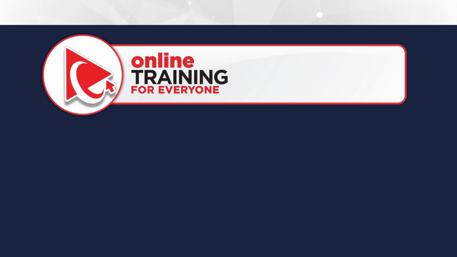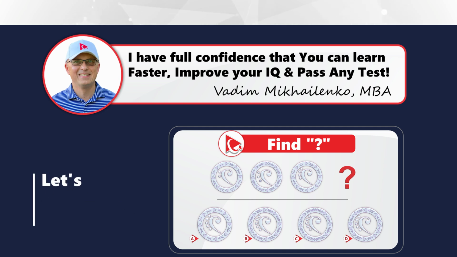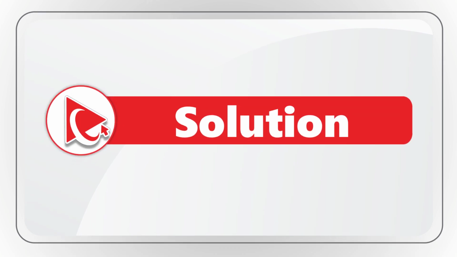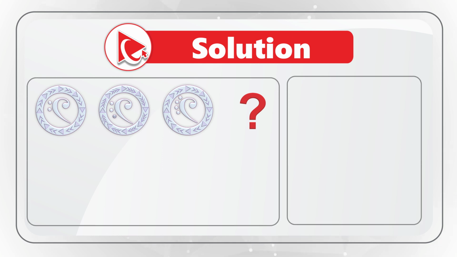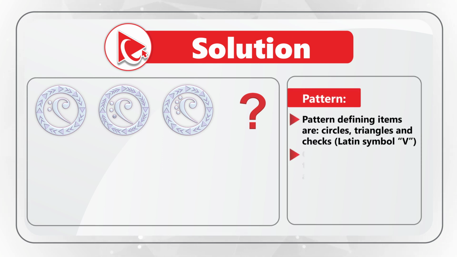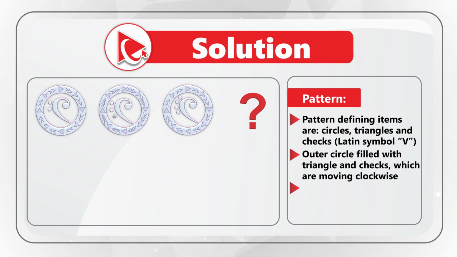On my end, I'm not gonna delay it, and I'm moving forward to share with you my version of the solution. And obviously, if you think differently, please make sure to share your answer in comments. As you might have guessed, the key is to define the pattern. And the pattern consists of multiple elements. Pattern-defining items are circles, triangles, and checks. They look like the Latin symbol V.